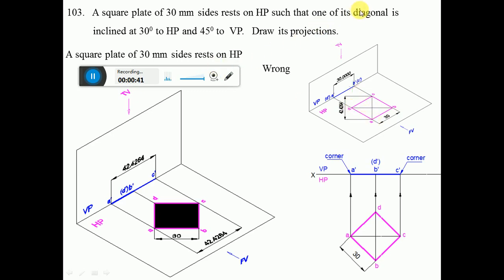He says one of the diagonals is inclined to HP at 30 degrees and 45 degrees to VP. Now when you draw the diagonal between these two, the diagonal becomes A dash C dash. So AC is the diagonal. When you look from the front view, A dash C dash is the diagonal. This diagonal is inclined to VP, so you are getting the apparent length. But actually the length of the diagonal is 42.4264. So this is the actual length of the diagonal. But when it is seen in the front view, this diagonal will be 30 mm. So that means you are getting the apparent length here.